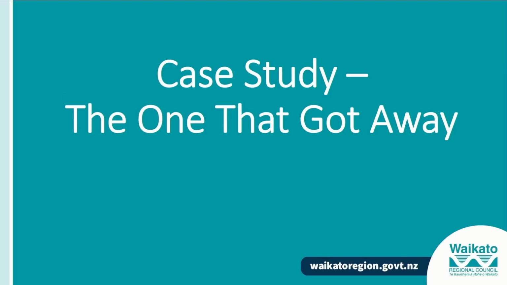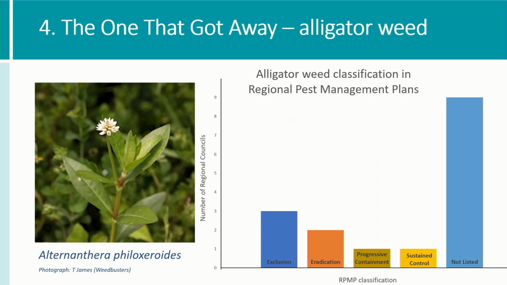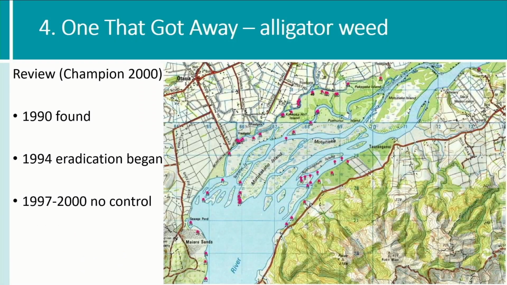The last case study is the one that got away. If you don't know alligator weed, you're very lucky. If you do, you know what I'm on about. Originally from South America, it was introduced to New Zealand in about 1906 in Kaipara in Northland. It made its way to Waikato in about 1984, but what I'm going to focus on is it was found in the lower Waikato Delta in 1990.